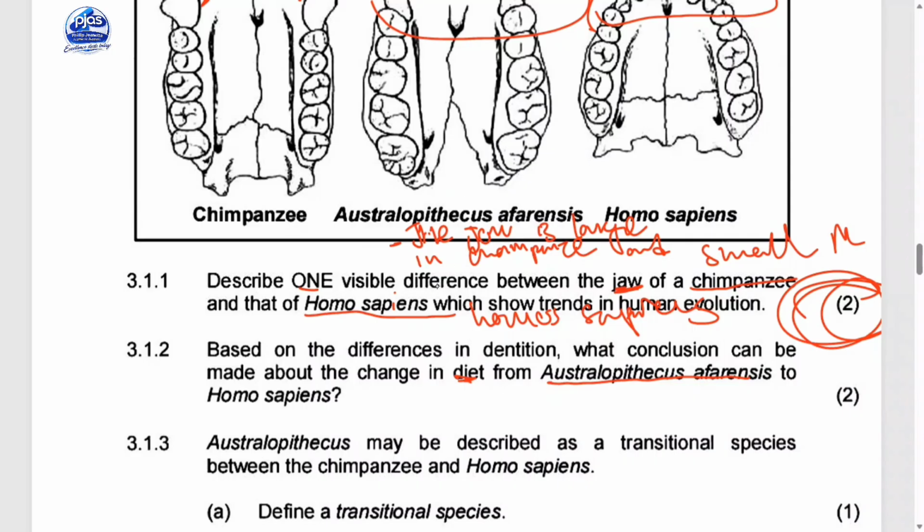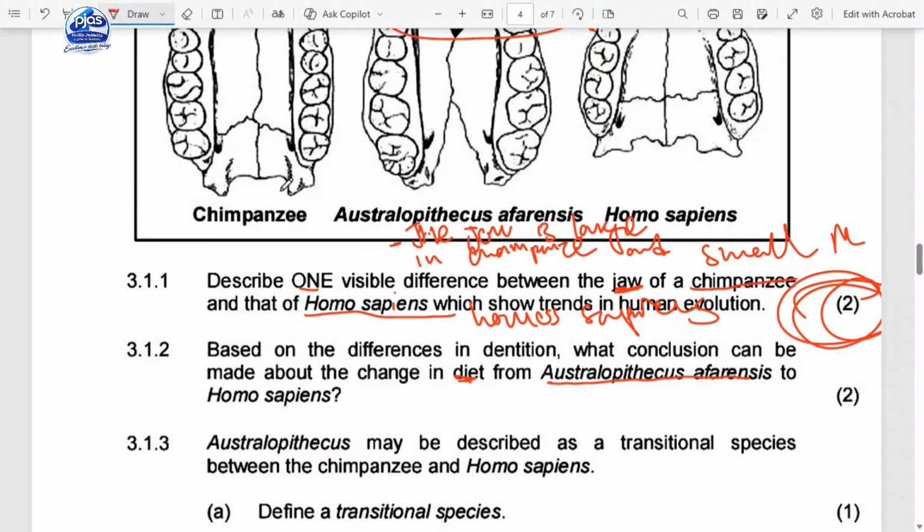Meaning that now, the diet changed from eating raw food, yes, in Australopithecus afarensis to a diet of cooked food in Homo sapiens. You see now.